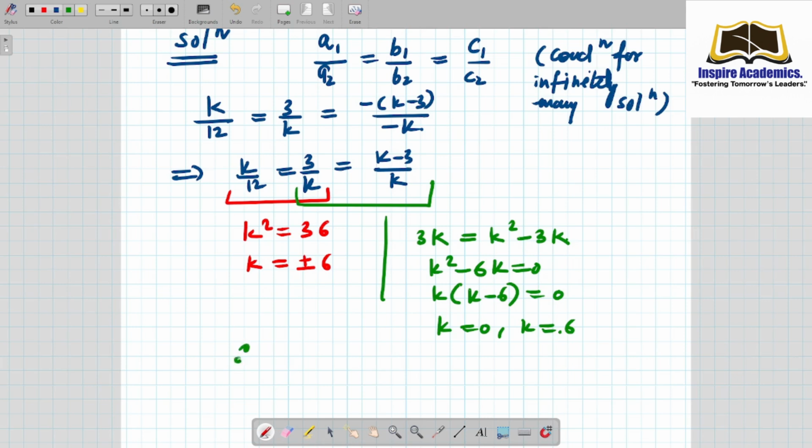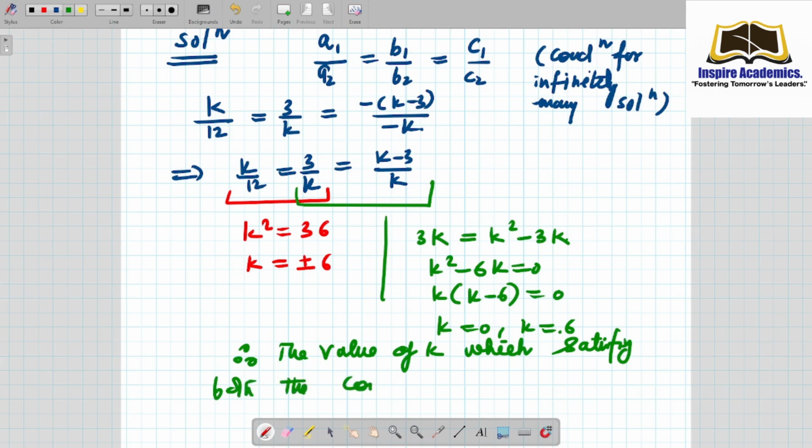So we will say therefore the value of k which satisfy both the conditions. कौन सी वैल्यू है? यहाँ पे +6 है, यहाँ पे +6 है. So we will say k equal to 6. So if k is equal to 6, pair of linear equation has infinitely many solutions.